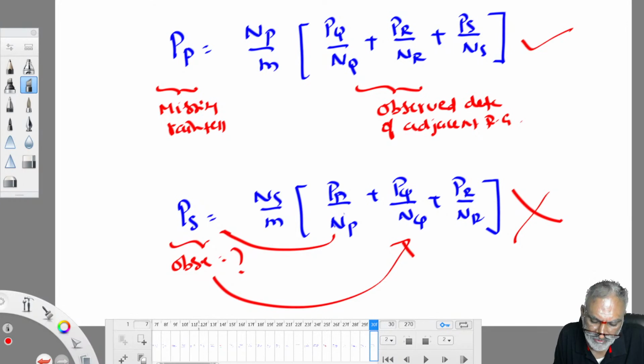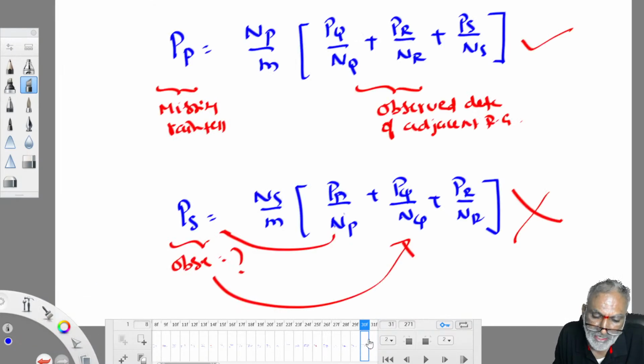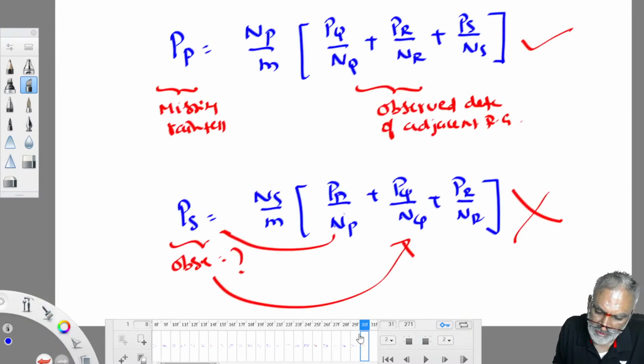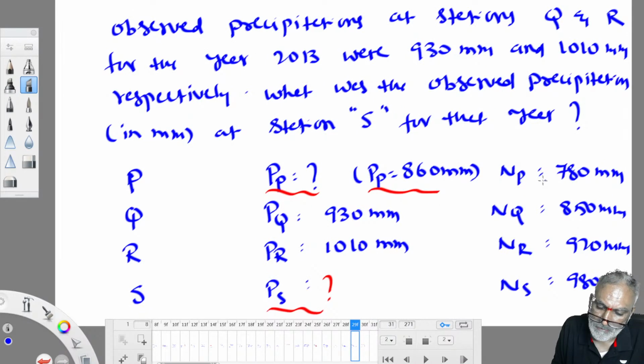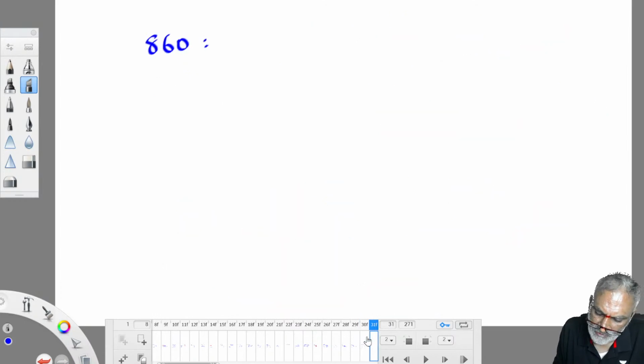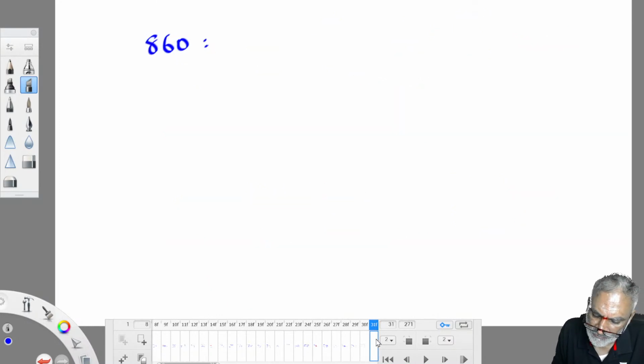So now let us substitute. We got missing rainfall data at station P as 860 mm, right? So therefore 860 is equal to NP by M. The number of observed adjacent stations is 3, so M is equal to 3. Inside the bracket, if 3 stations are there, M is equal to 3. If 2 are there, M is equal to 2. If 4 are there, M is equal to 4.